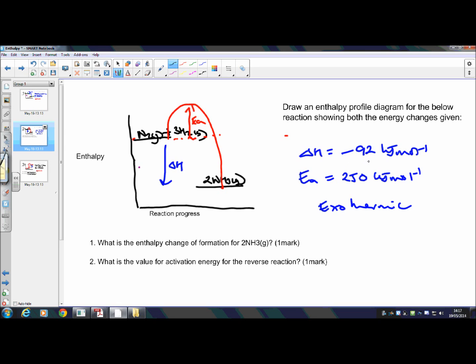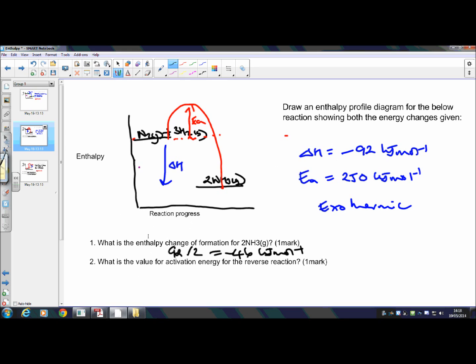Okay, so delta H is minus 92. Okay, so 2 moles of ammonia. So all we need to do is 92 divided by 2. And that's 46. So 46 kilojoules per mole. So this time, that's just for the 1 mole, oh sorry, minus as well, minus 46 kilojoules per mole, because this value here is minus.